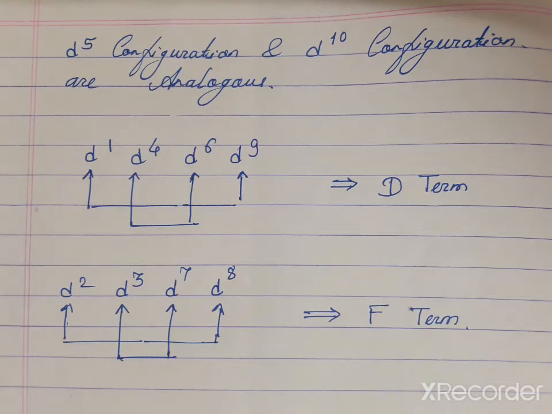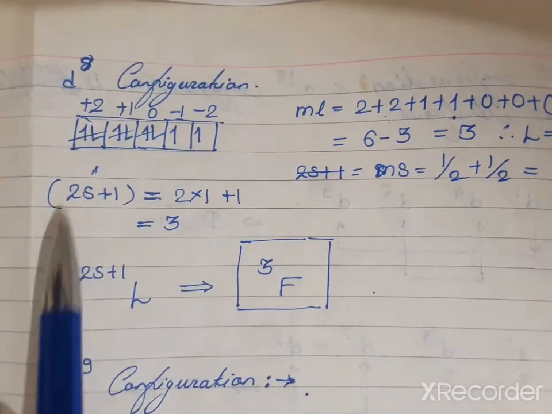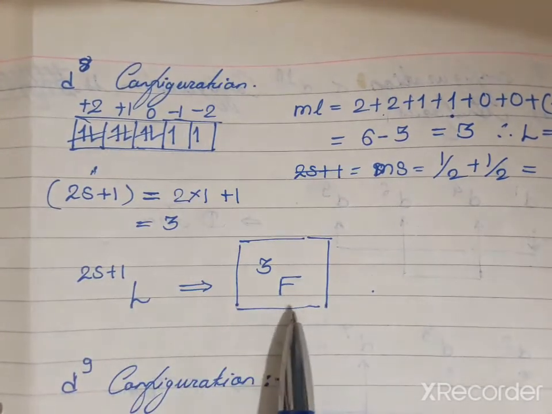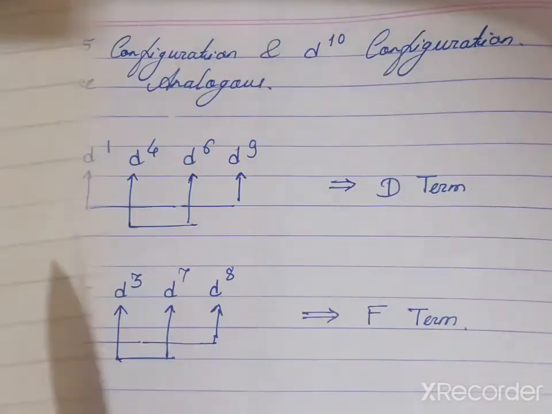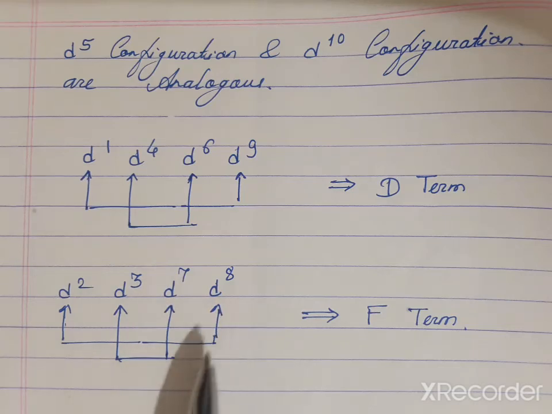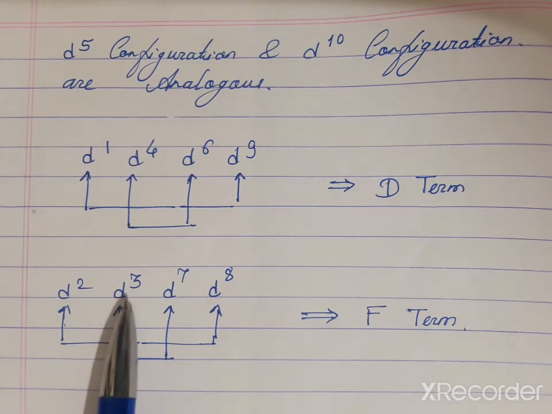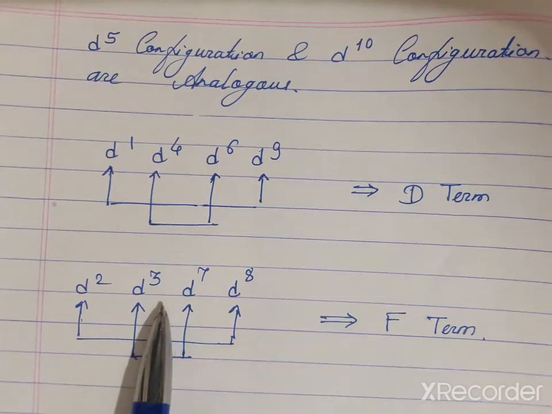Now look at the d8 configuration. Also in this d8 configuration there are 2 unpaired electrons, and the term is triplet F. So d8 and d2 are analogous to each other. Okay, so d2 and d8 are similar configurations. Next is d3 and d7. There are 3 unpaired electrons in d3 configuration, and in case of d7 configuration there are also 3 unpaired electrons.